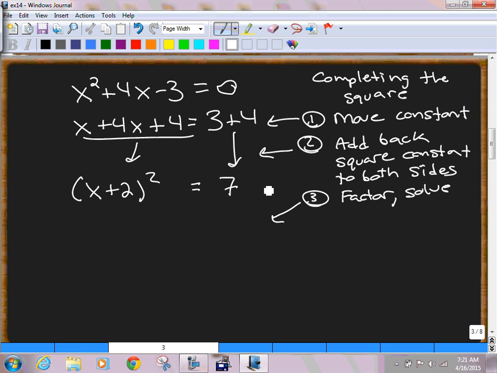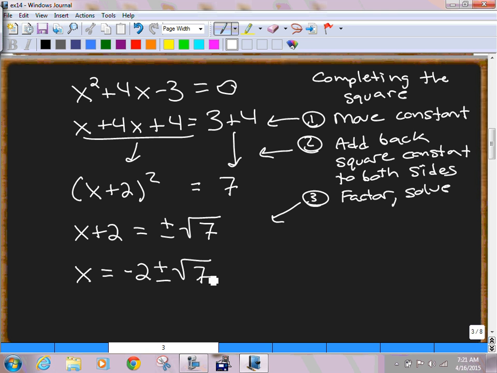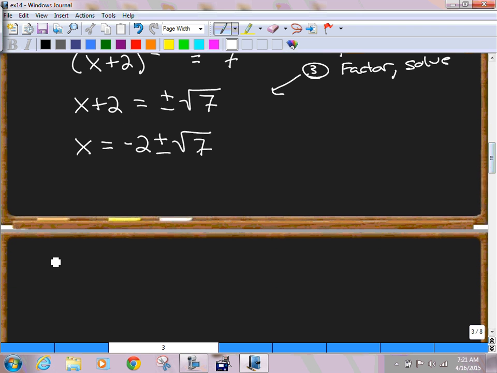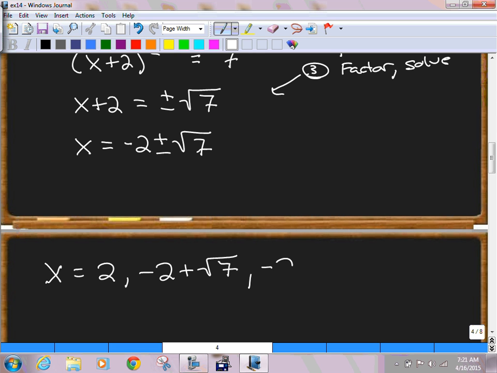We're going to take the square root of both sides. We're going to get x plus 2 equals positive or negative square root of 7. And we're going to get x to equal negative 2 plus or minus the square root of 7. These are all of the solutions. We knew from earlier that when we plugged in 2, we got 0. But also now, we have negative 2 plus the square root of 7, and negative 2 minus the square root of 7.